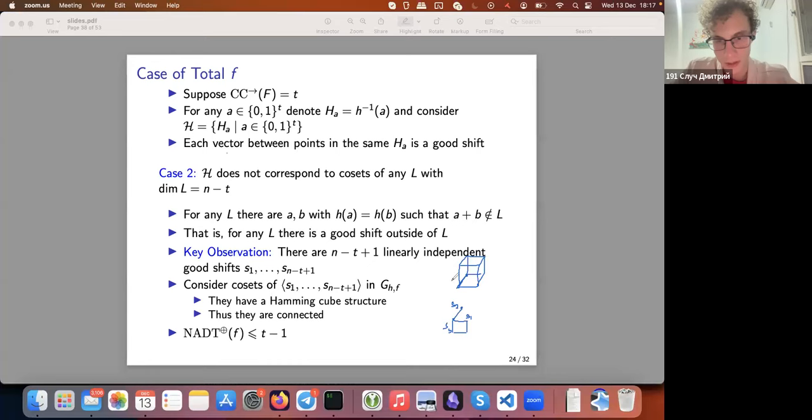So we got an embedding from the Boolean cube to a coset, and the Boolean cube is connected, so we have that the coset is connected because of that Boolean cube.